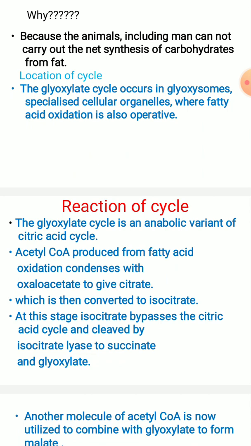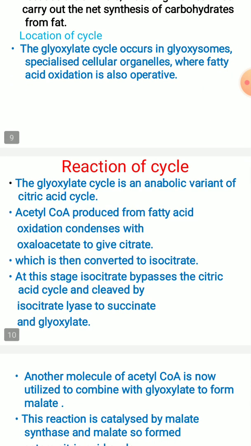So we can make out what are the reactions of this glyoxylate cycle. This glyoxylate cycle is an anabolic variant of the citric acid cycle, that's the modified form of the TCA cycle. So acetyl-CoA, which is produced especially from fatty acid oxidation, is condensed with the oxaloacetate molecule to give the citrate molecule. What we have observed in the TCA cycle also, acetyl-CoA condenses with oxaloacetate to form citrate, which is further converted to isocitrate.